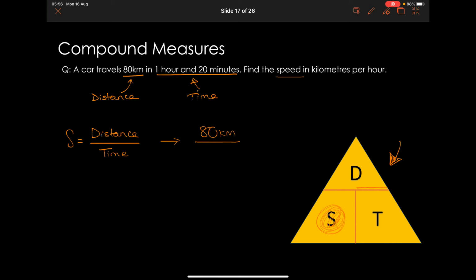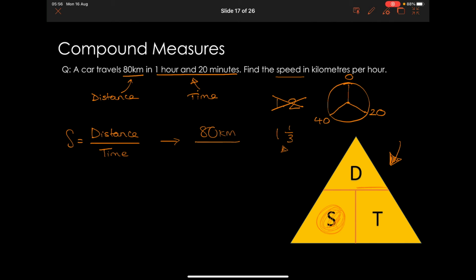Now, we can't just write 1.2. That's not correct. We need to remember that if we look at a clock, a clock when split into 3 like this is 20 minutes every third. Every third of a clock is 20 minutes, okay? That means that 1 hour 20 minutes is 1 hour and a third.